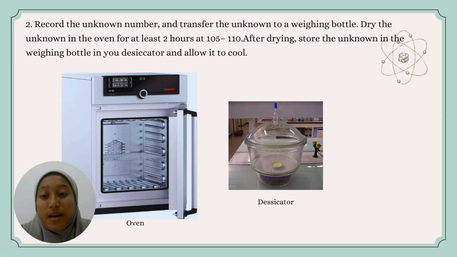Alright, so for the second step, after we finish preparing the apparatus, next record the unknown number and transfer the unknown to a weighing bottle, and then dry the unknown in the oven for at least 2 hours at 105 to 110 degrees Celsius. We can use the laboratory oven as shown in the slide. And after drying, store the unknown in the weighing bottle in the desiccator and allow it to cool.